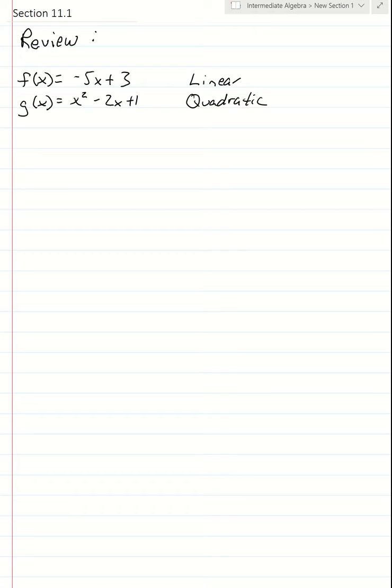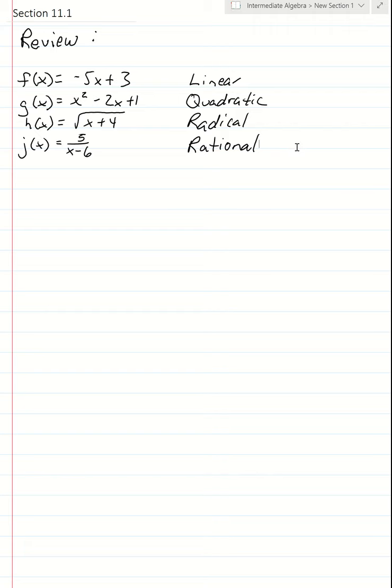If we had a different function, let's say h of x, that might equal, let's say, the square root of x plus 4. And this, of course, would be a radical function. And lastly, maybe we might have the function j of x, which could equal, let's say, 5 over x minus 6. And this we considered a rational function. Those are the types of functions that we have seen so far. We can classify them depending upon what type of function we have.